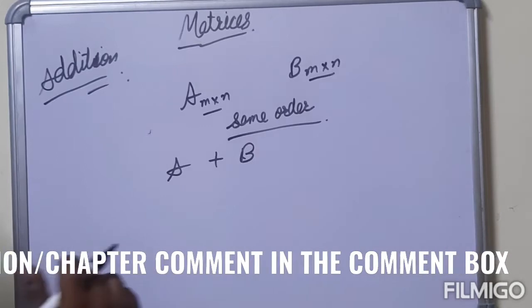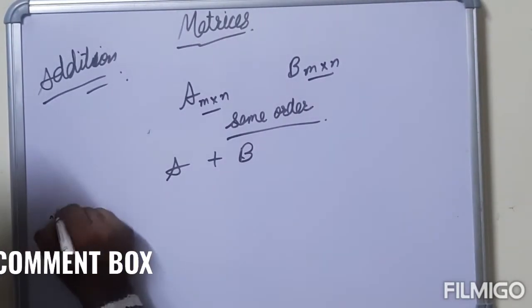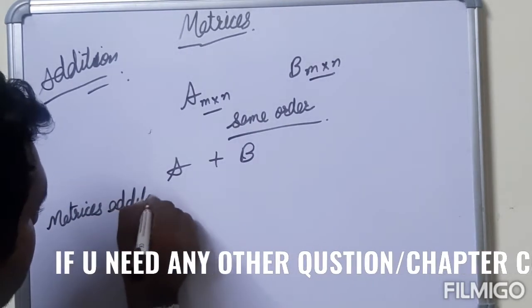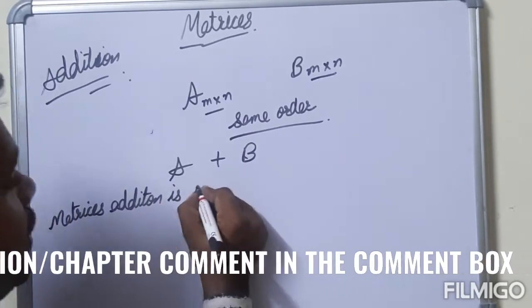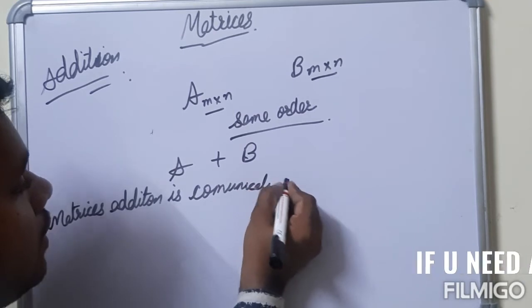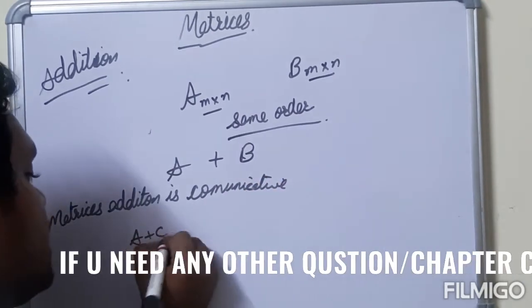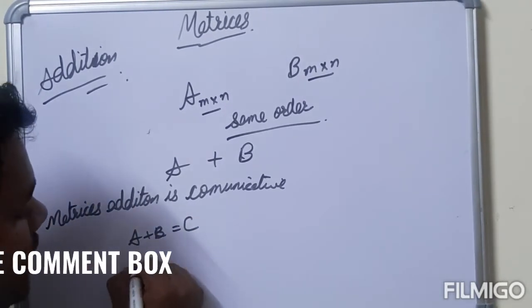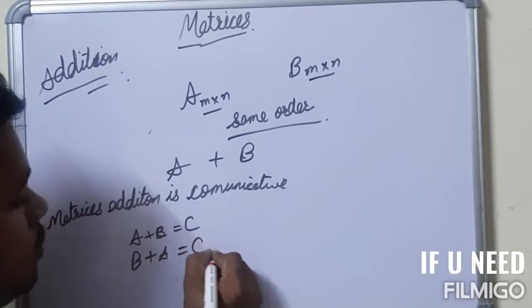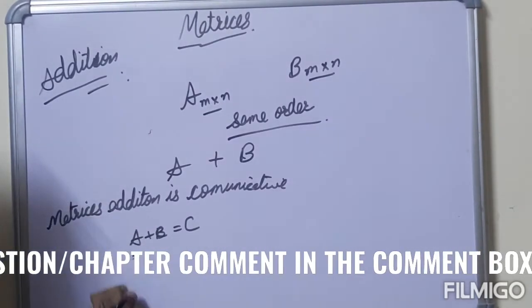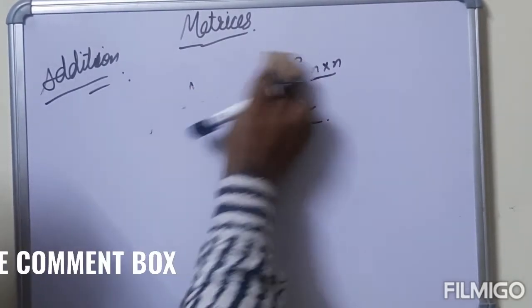The first thing also: matrix addition is commutative, which means if A plus B is equal to C, then B plus A is also equal to C. Okay, so we are taking a very short example of the addition of matrices.